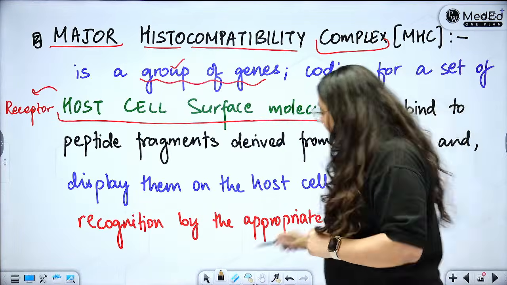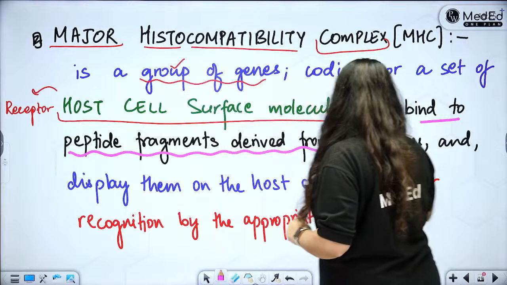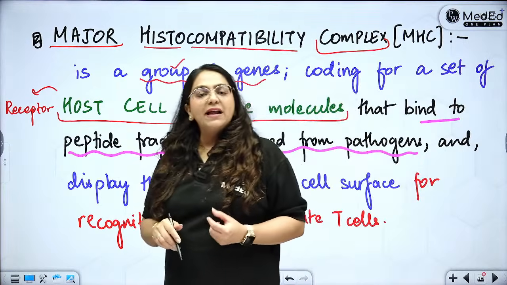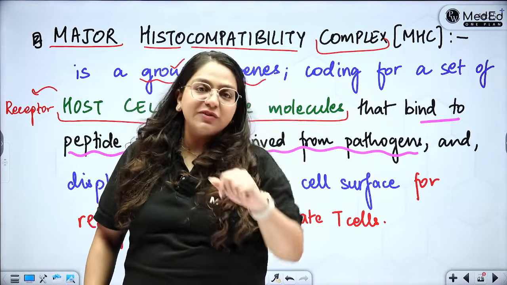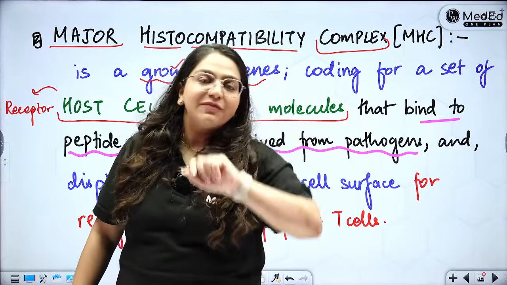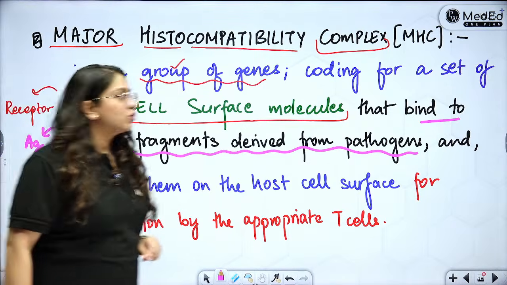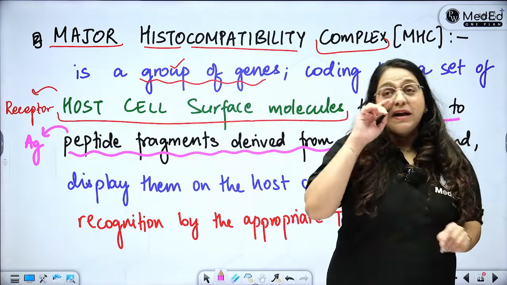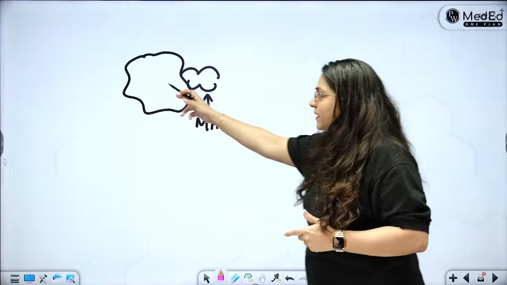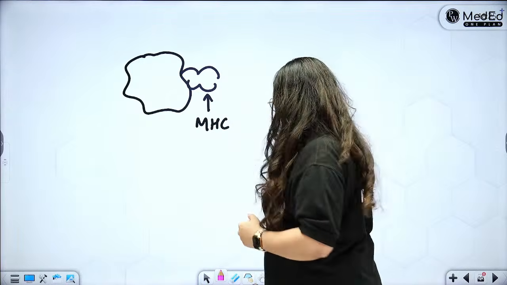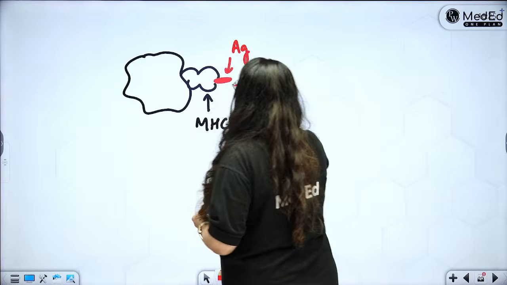Now what will this receptor do? This receptor binds to the peptide fragments derived from a pathogen. What is the meaning of peptide fragment derived from a pathogen? Antigen, right? Antigen is present on the surface of a pathogen. So that peptide fragment on the surface of the pathogen is called an antigen. So this line simply means antigen. Up till now, it is saying that the major histocompatibility complex is a group of genes which codes for certain receptors present on the host cell, and these receptors bind to a particular antigen.